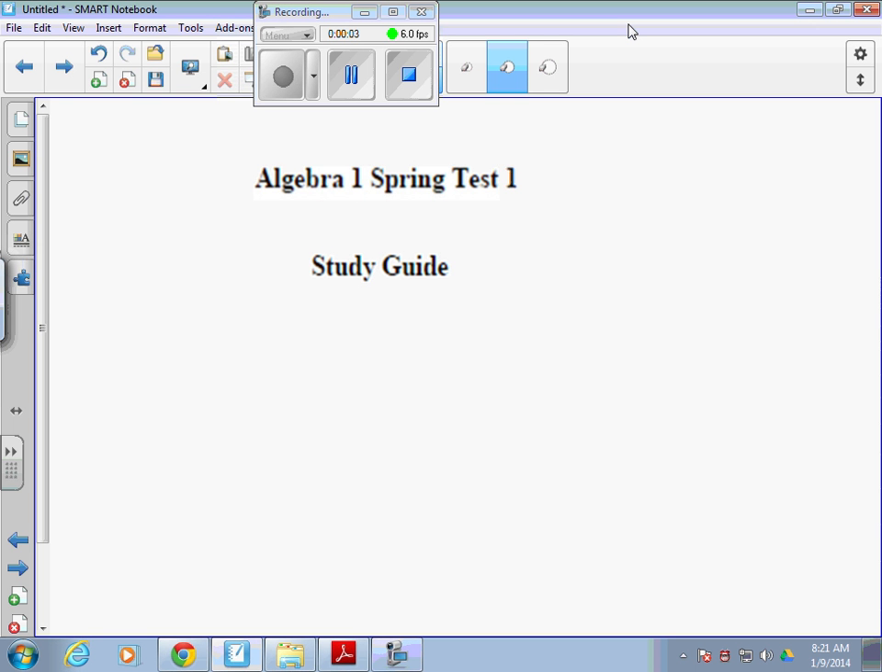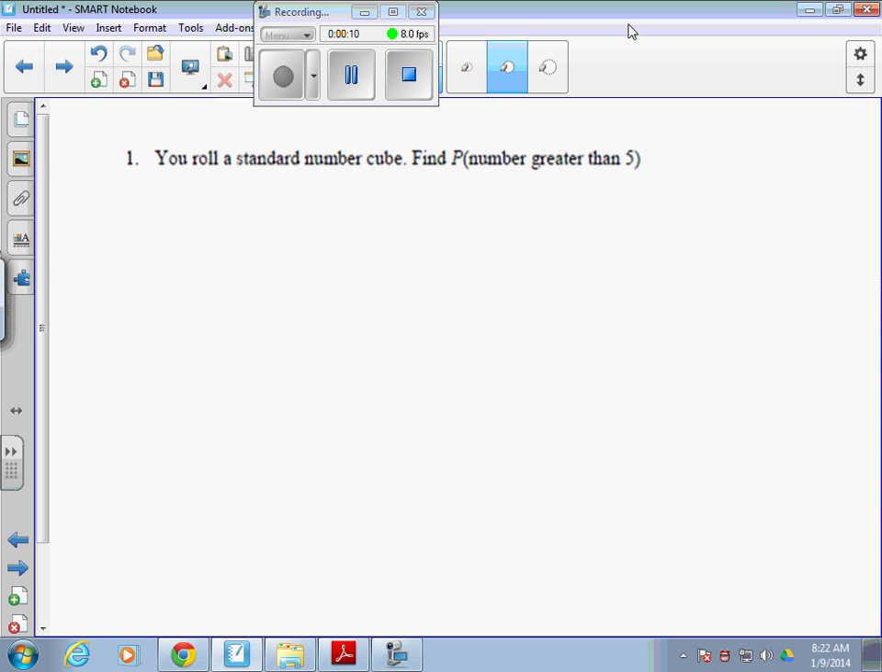All right, this is Algebra 1. We are in our spring semester, test number 1, looking at our first study guide. Number 1 says you roll a standard number cube. Standard number cube means there's 6 sides to it. So 1, 2, 3, 4, 5, and 6 are your possible outcomes.